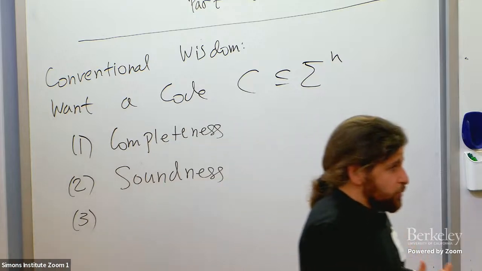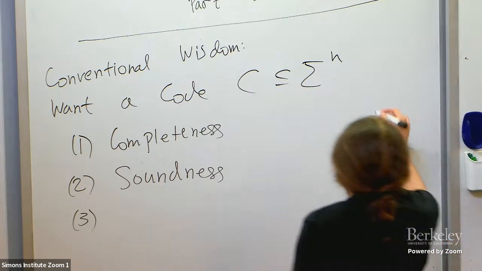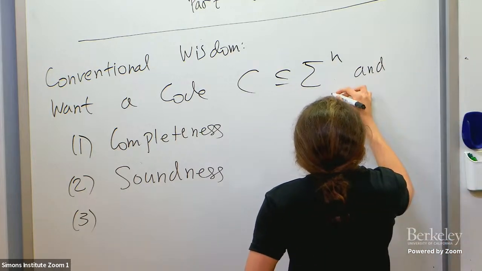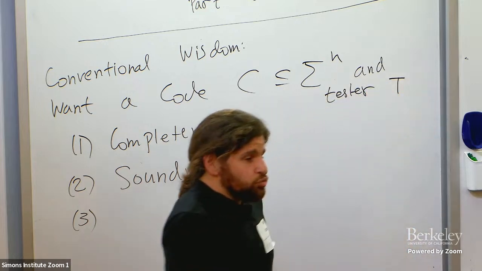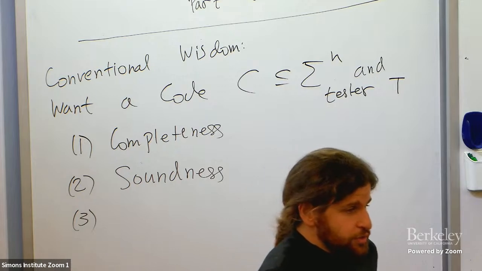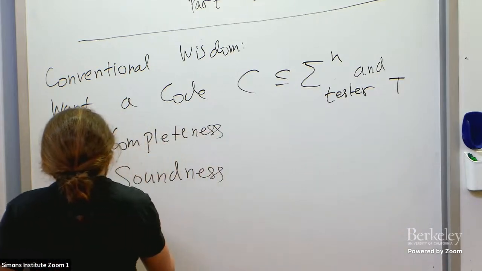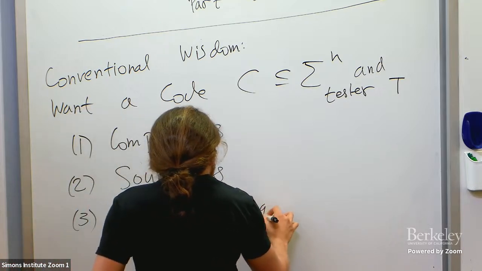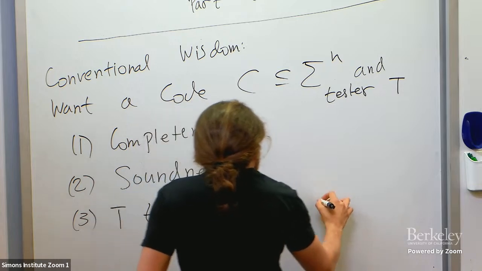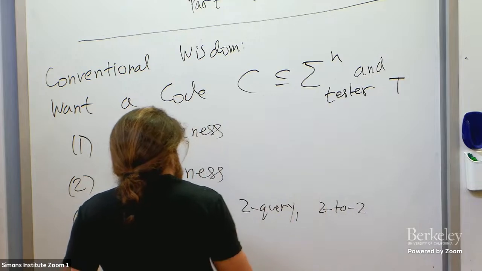So right now we're talking about 2-to-1 games. So we want a code and a tester. We want the tester to make a 2-to-1 check. So we want to do a query, 2-to-1 test, 2-to-2 test. Let's say that.